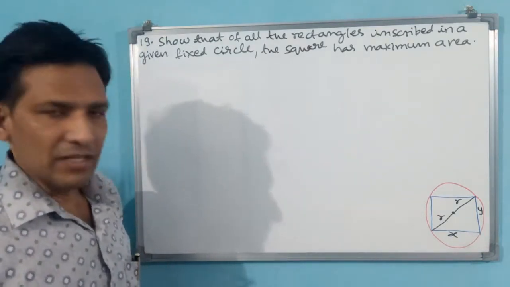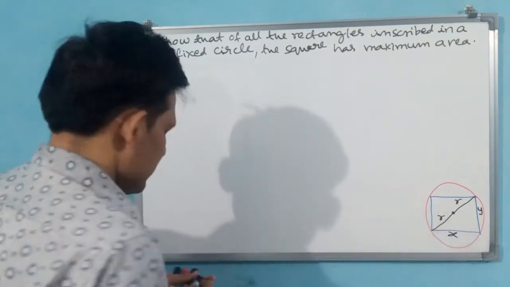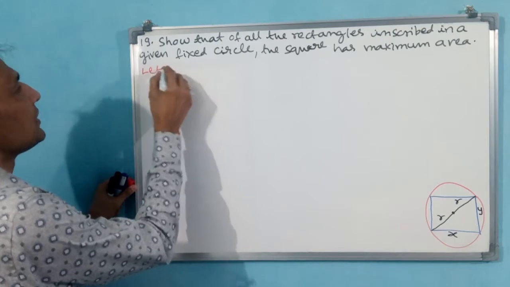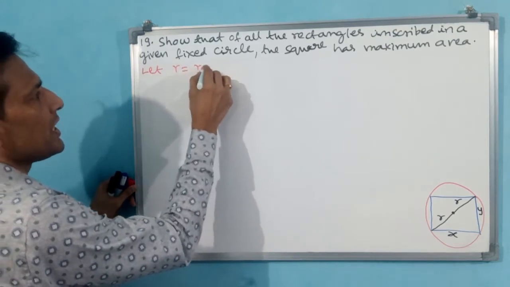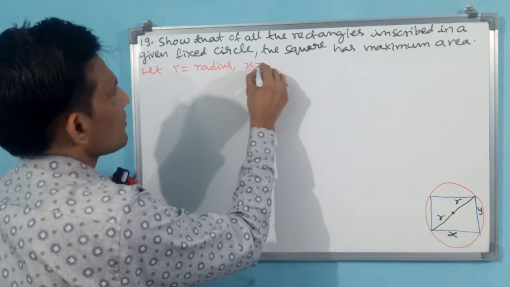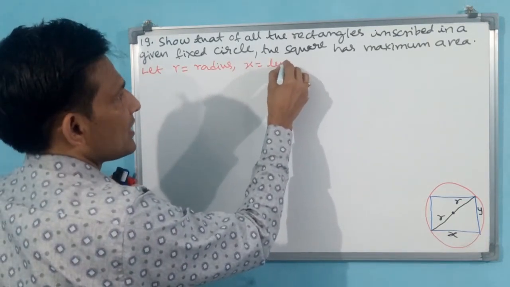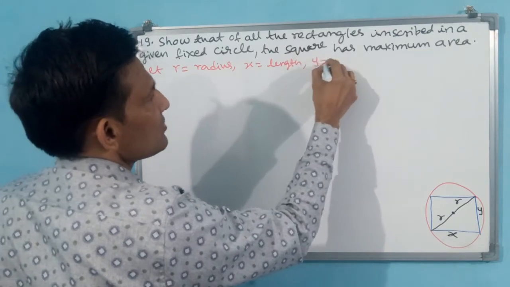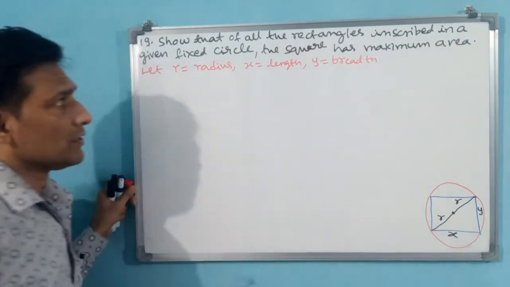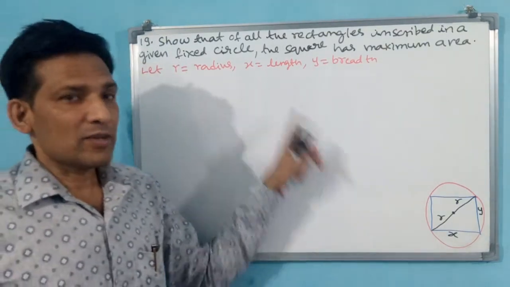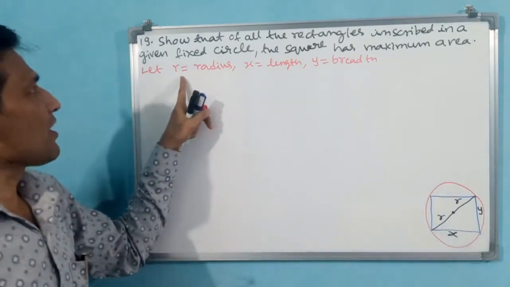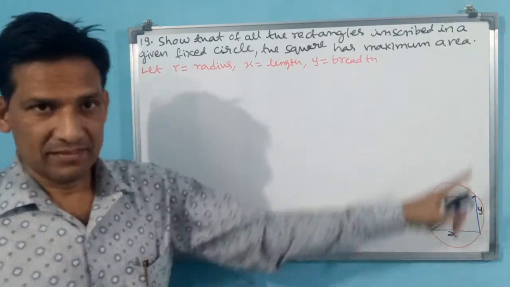Okay. See, let us proceed first. You see what I am writing. First the data I am writing. Let r be the radius, or radius is equal to r. X is equal to length. Y is equal to breadth. X is equal to length of a rectangle. Y is equal to breadth of a rectangle. But r is equal to radius of the circle.